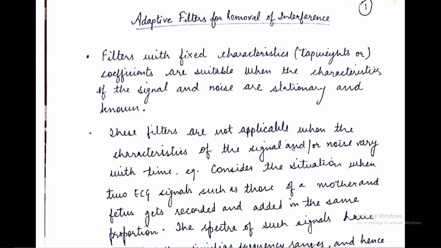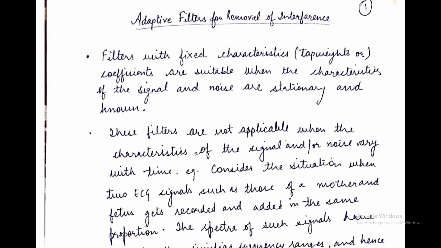Today we will discuss another type of filtering approach, that is adaptive filters for removal of interference. Filters with fixed characteristics, we can say tap weights or coefficients, are suitable when the characteristics of the signal and the noise are stationary and they are known. But these filters are not applicable when the characteristics of the signal and or noise vary with time.